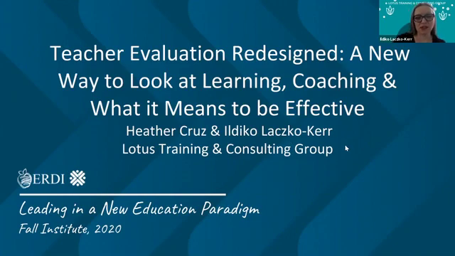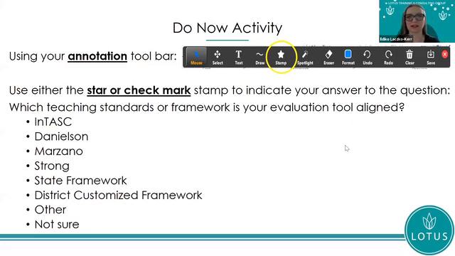As we get started and have a couple of folks still coming in from the waiting room, we have a do now activity for you. You can see the directions on the screen. We are going to use the annotation bar. Go up under view options and you'll find it under annotate. Keep that on your screen, because you'll need to use these tools throughout our presentation.